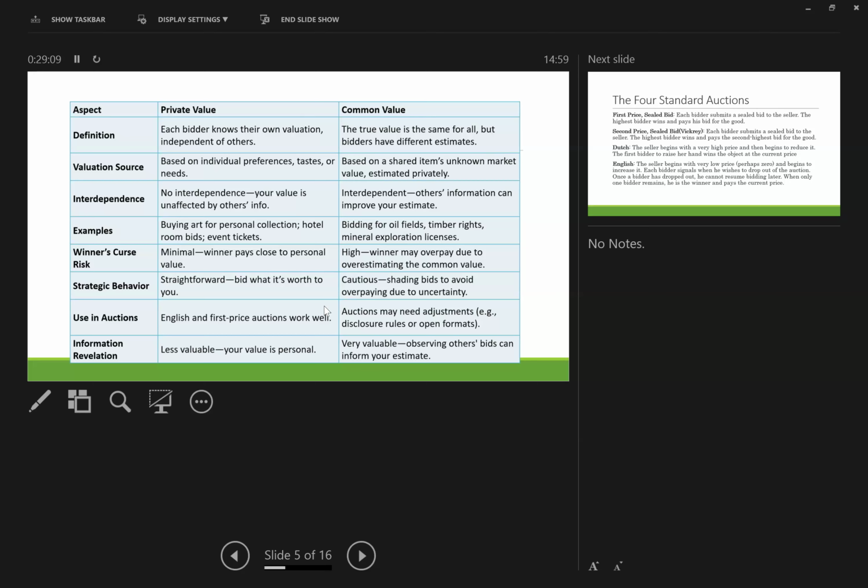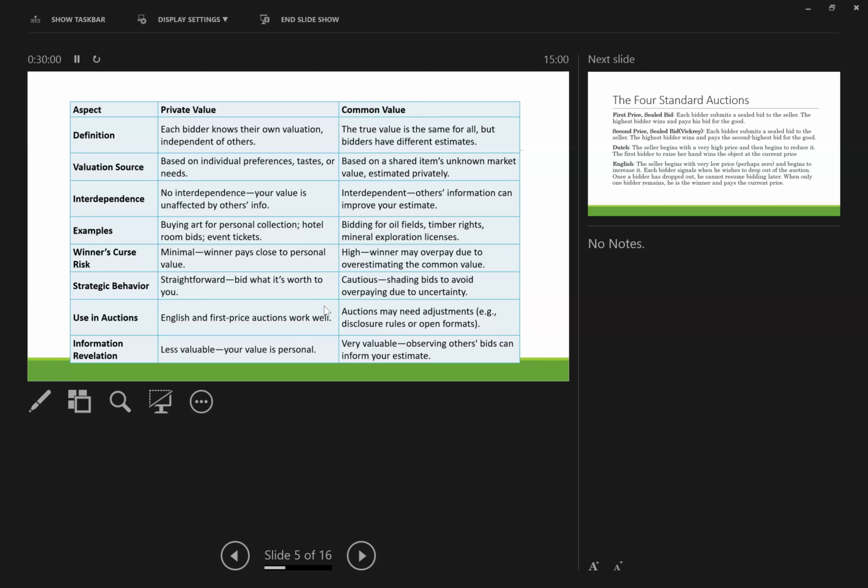So let's look at examples for each of them. For the private value, we've even had examples here in the class where we were trying to use the sale of a phone last week. Other examples are buying art for personal collection, hotel room beds, event tickets, and the rest. Then for the common value, we have bidding for oil fields, and I think that was the example I was trying to give initially. And then timber rights, mineral exploration licenses, and the rest.